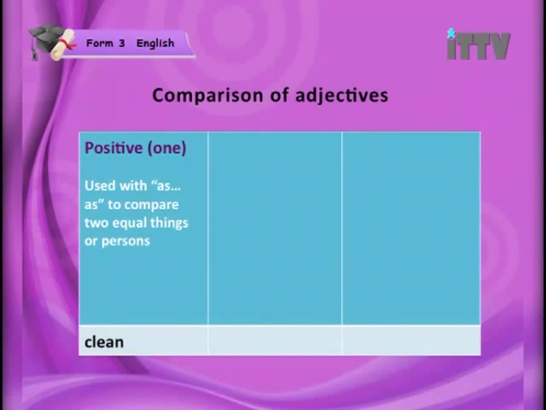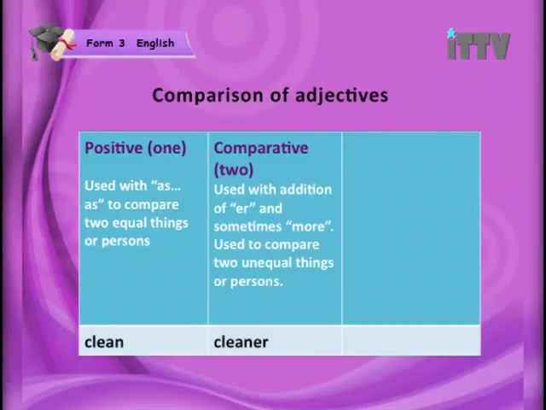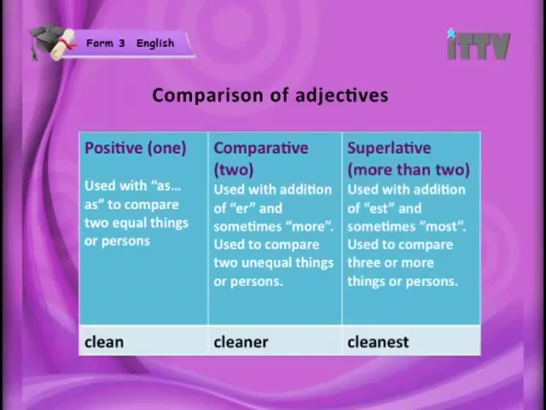Next, positive, clean. Now when we want to compare two things, it becomes cleaner. We have added er to clean, and we are able to compare. One thing is clean, the other is cleaner. Next, superlative, more than two. If it's two, it's clean, cleaner. So this is more than two, used with addition of est and sometimes most. In this case, we don't use most because clean is one syllable, so it becomes cleanest.